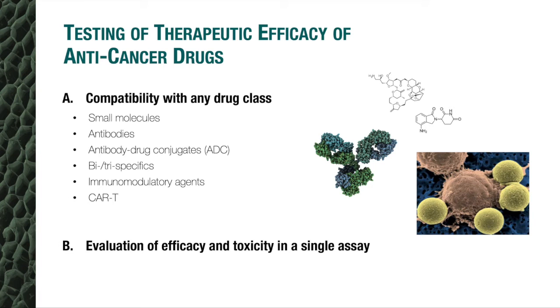Now, how do we utilize this for looking at various therapeutic agents? As I said, we looked at really multiple drug classes: small molecules, antibodies, ADCs, tri-specifics, various immunomodulatory agents, CAR T cells. And we can also look at efficacy and toxicity in a single assay. So we can look at compounds, whether they have any bystander effect or off-target effect within the same culture on non-malignant cells, or if we do a co-culture, we can look at stroma and other cell types.